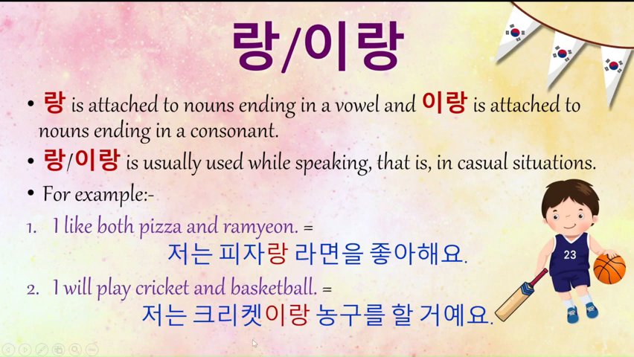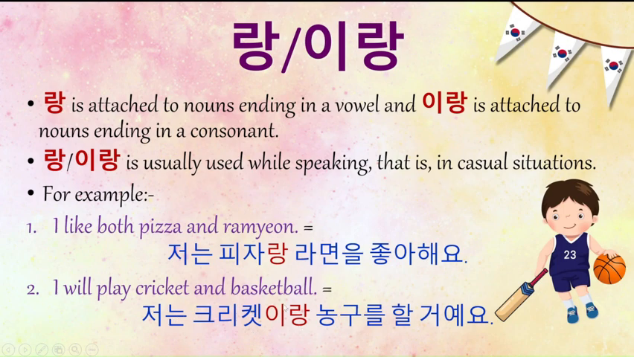Next example is I will play cricket and basketball. 저는 크리켓이랑 농구를 할 거예요. Here, cricket in Korean is cricket, a loan word, and basketball is 농구. So, you have to connect them using and. Check what the preceding noun is ending with. It ends in a consonant. So, you have to attach irang to it and it will become 크리켓이랑 농구를.